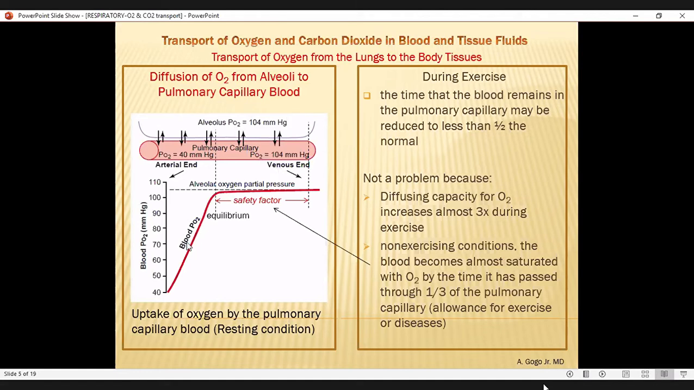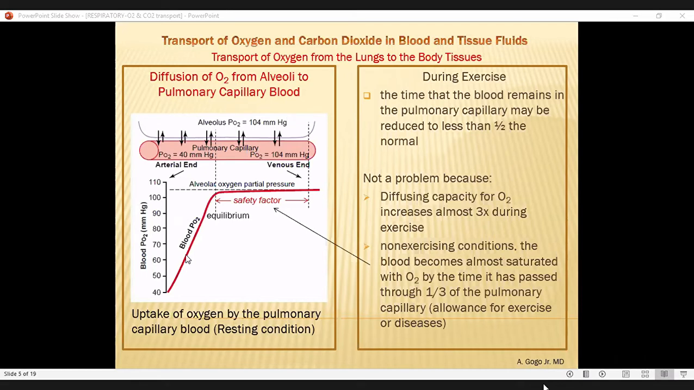So if this is your blood PO2, this is your uptake. You notice the red line here?